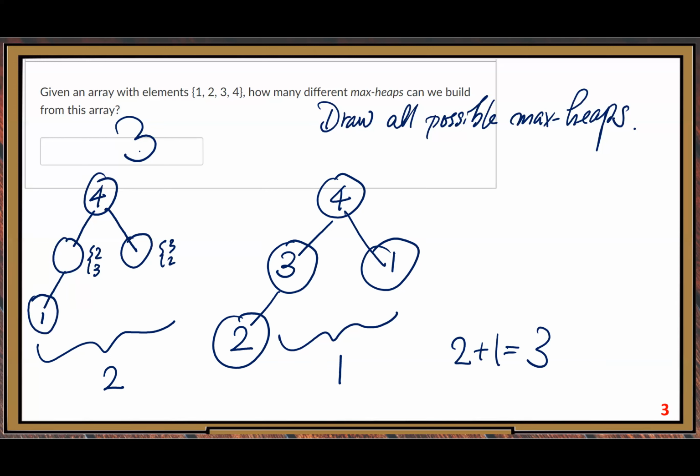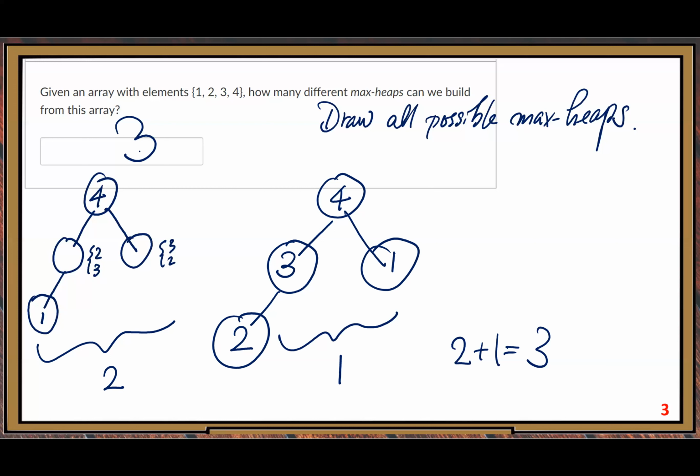But a question. Why is the left one equal to 2, but the second one equal to 1? All right, let me go back. First, you know the structure must be like this, right? The first thing, 3 cannot be here, right? Because if 3, what is the number in its parent node?